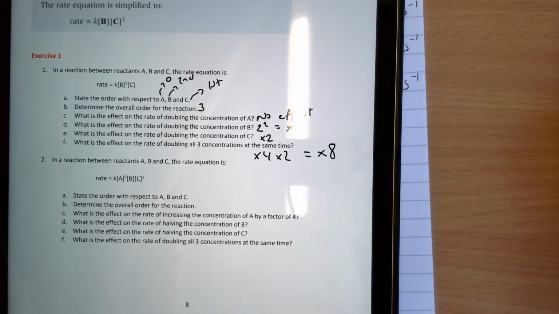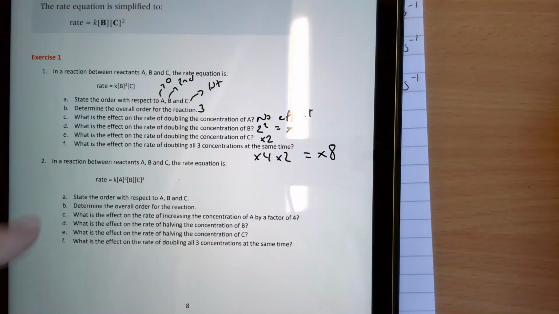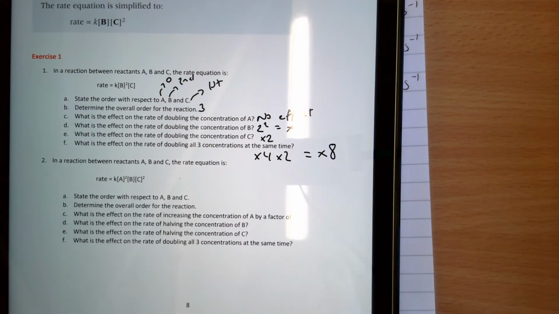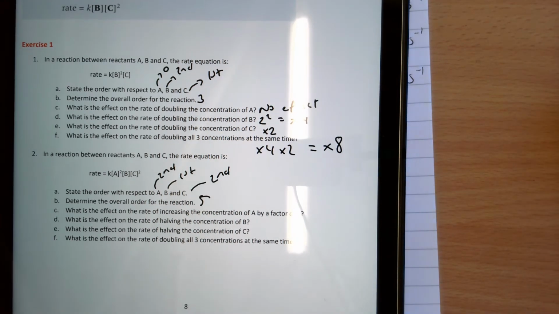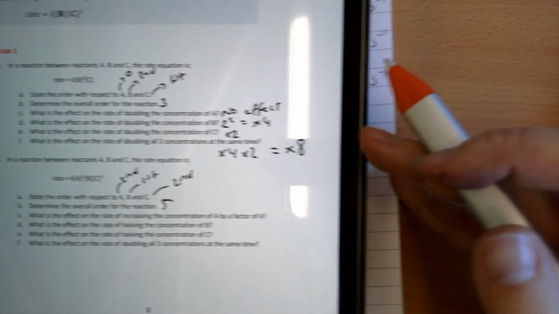What I want you to do now is pause the video and have a go at the questions here below, which are the same. So pause, do these ones for yourself, and then press play when you are ready to go through the answers. So I've filled in the first two, which should hopefully be straightforward. I'm going to pick up here on C.